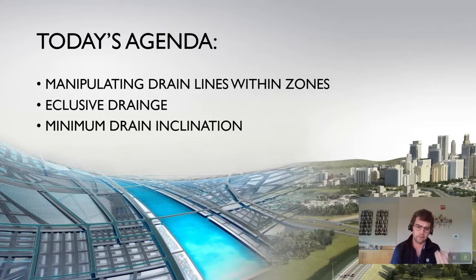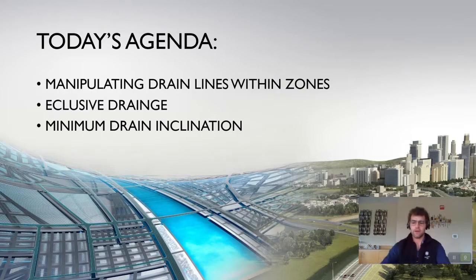And then the next thing, that's a typo there for 2, exclusive drainage. What does that do? So what does that do within zones? How is that going to impact things? And then the last thing we'll take a look at is minimum drain inclination. So what is that, how does that work? How's that going to work with my drain lines? Is it going to work at all with my drain lines? Things like that. So these three things will be the focus of this video.